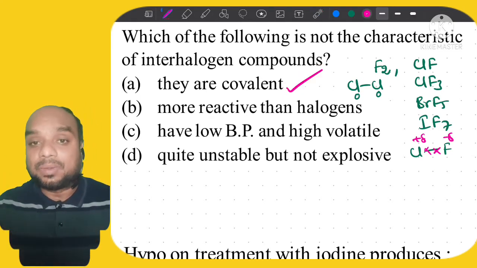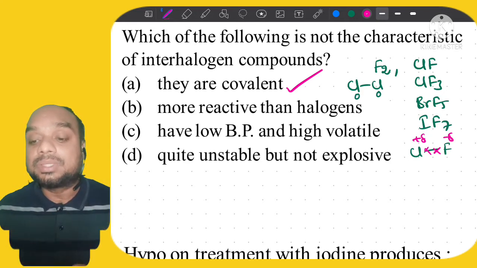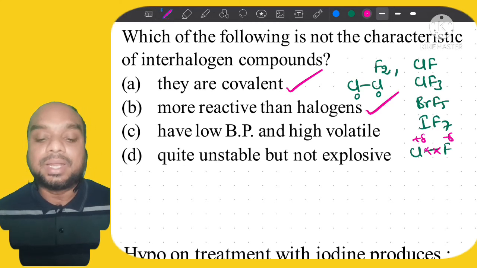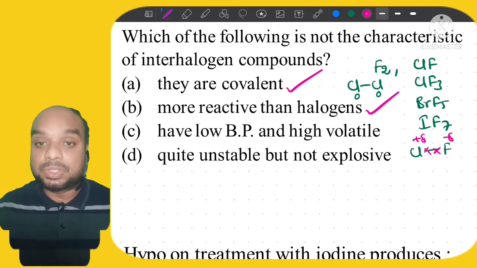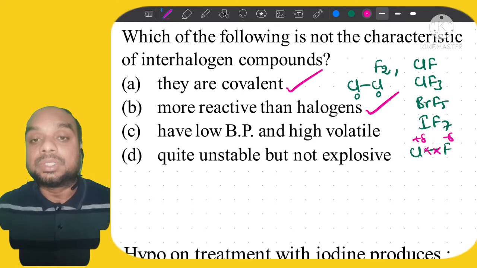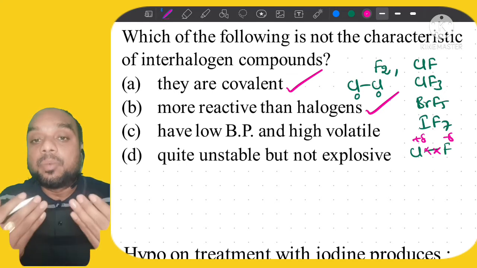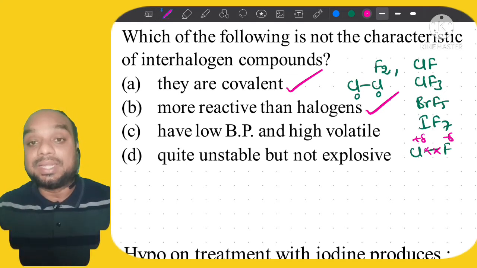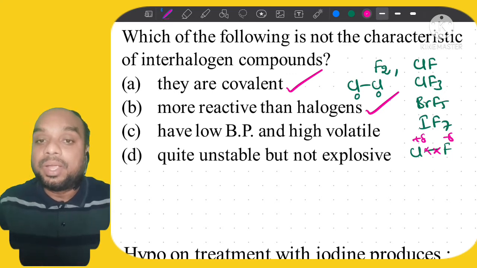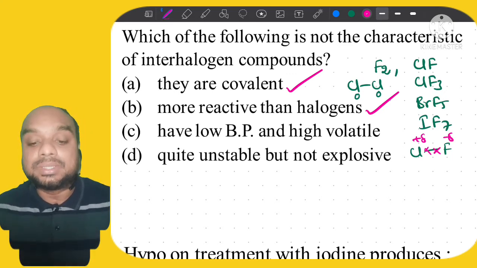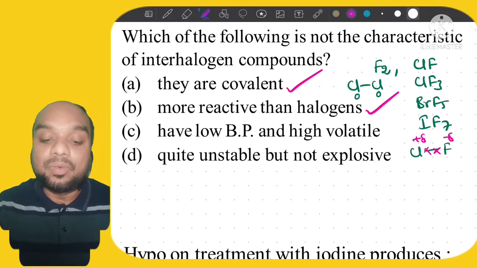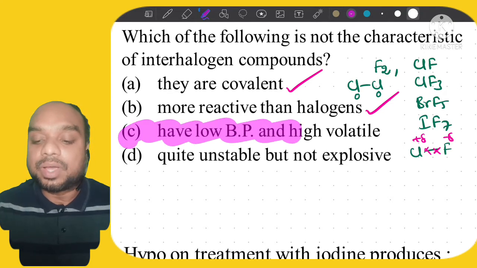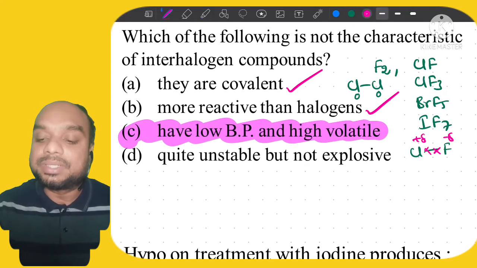Next, more reactive than halogens. Yes. Why more reactive than halogens? Because electronegativity difference is there. That's why these are more reactive than halogens. Due to the larger electronegativity difference, the dipole attraction will be stronger than in halogens. So that's why these have higher boiling point and are less volatile than halogens. But the third option given says low boiling point and high volatility. So this one is wrong. The third one we have to consider as wrong.